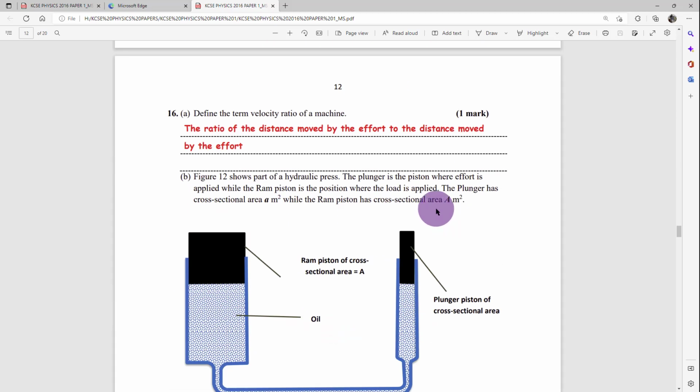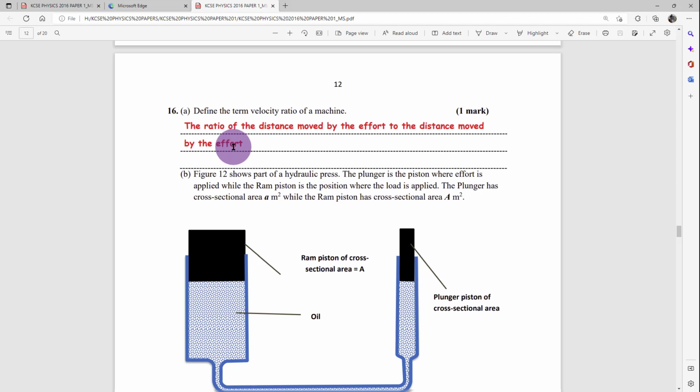Next is question 16. Define the term velocity ratio for a machine. This is the ratio of the distance moved by the effort to the distance moved by the load. Of course, there is a typing error here. I meant to say the ratio of the distance moved by the effort to the distance moved by the load. I'm going to look at the mark scheme once again in order to remove those errors.